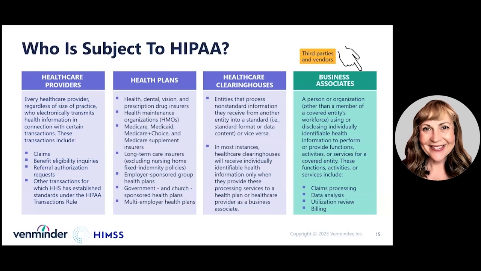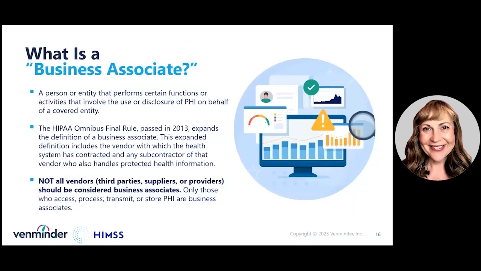Now, you'll see that we have 4 categories here. We have healthcare providers, health plans, healthcare clearinghouses, and you guessed it, business associates. Now, business associates are those third parties and vendors that actually need to access, process, transmit, or store PHI as part of the service that they provide to you. So now we know who's responsible for it, but what is a business associate?